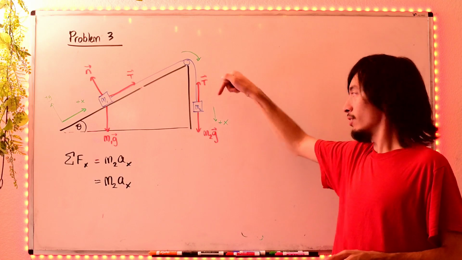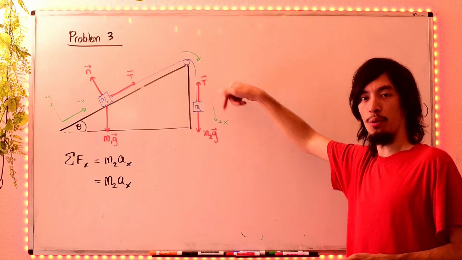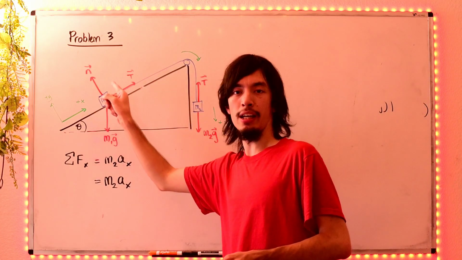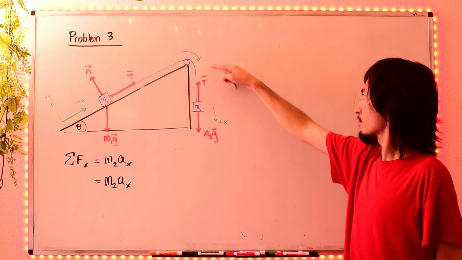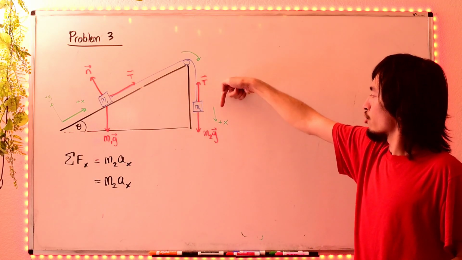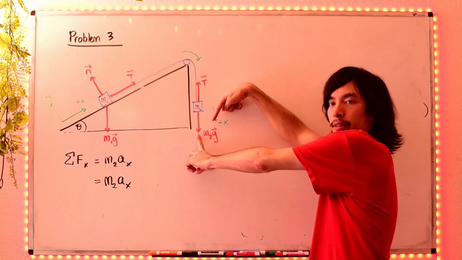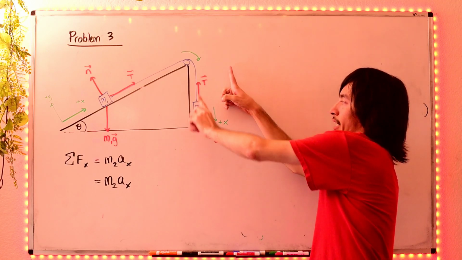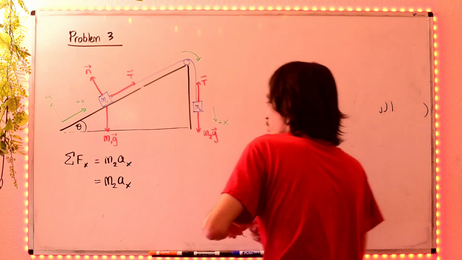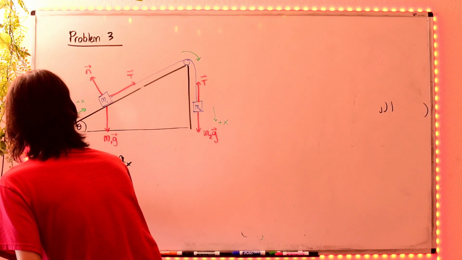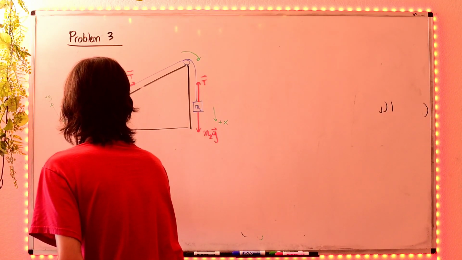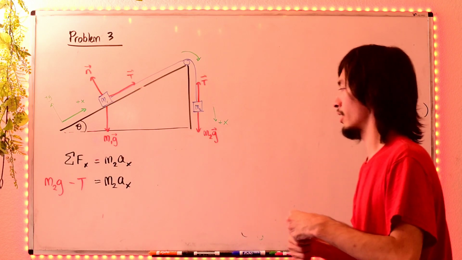Remember, positive is down on this coordinate system because it was up the incline here, so it's got to go up, around, and down. So that means what's down is positive, that's the weight, and what's up is negative, that's the tension. So we have the weight, m2g, minus the tension in the opposite direction in our coordinate system.